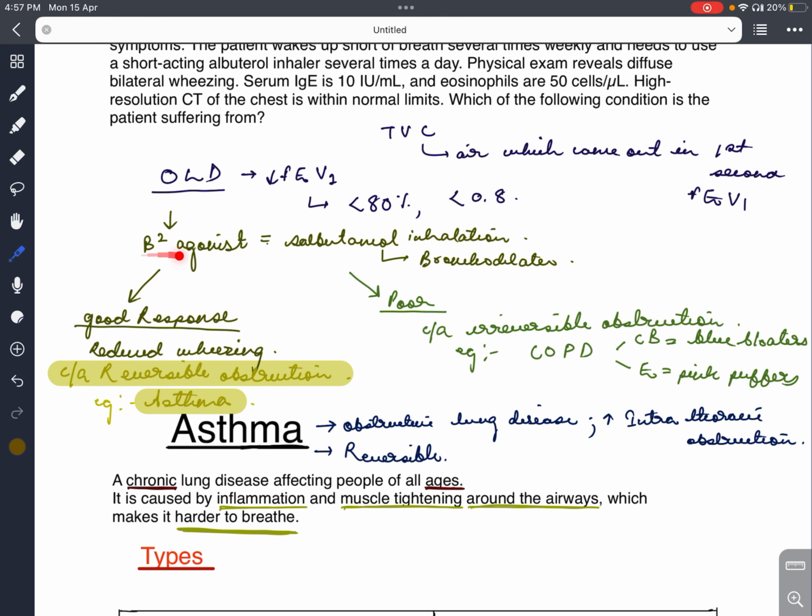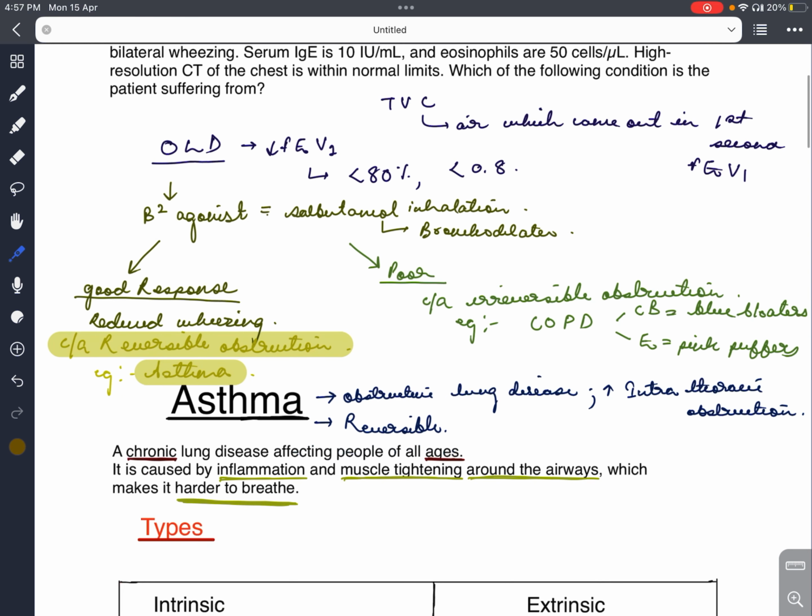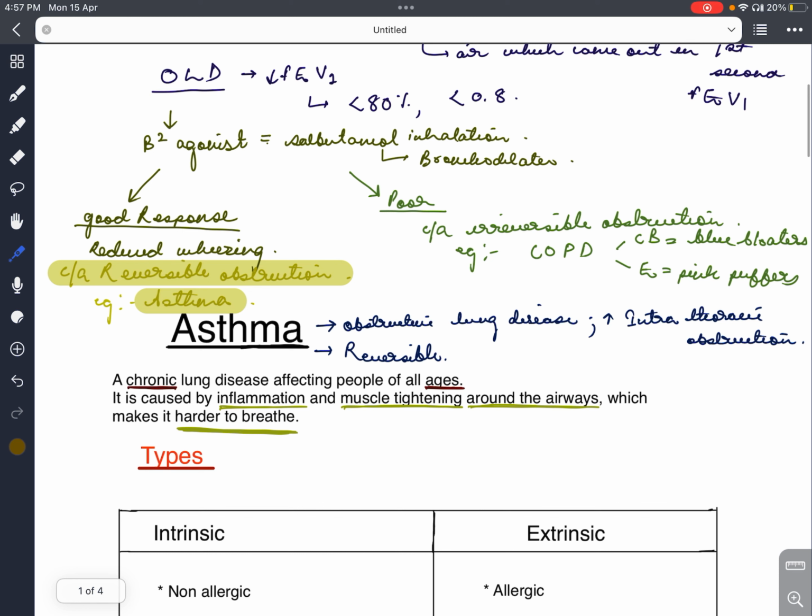तो आपने उसको एक बीटा 2 एगोनिस्ट दिया, that is salbutamol inhalation, आपने उसको दिया which is actually a bronchodilator, और उसका रिस्पॉन्स गुड था, मतलब wheezing reduced थे। What is wheezing? Wheezing, normally हम अस्थमा के लोगों में we can hear a respiratory sound called as wheezing in asthma patients.